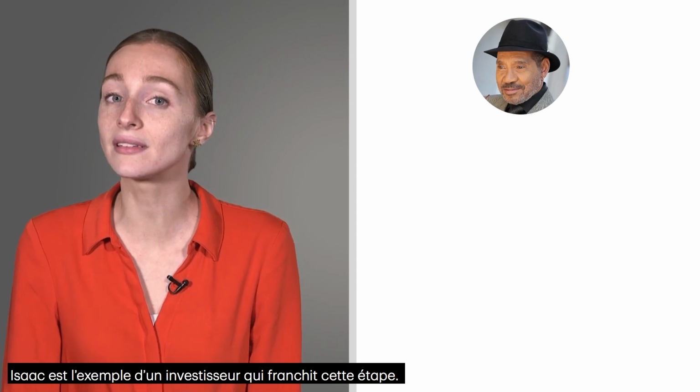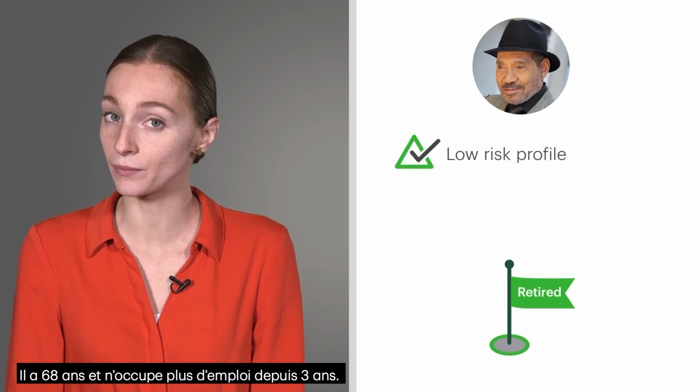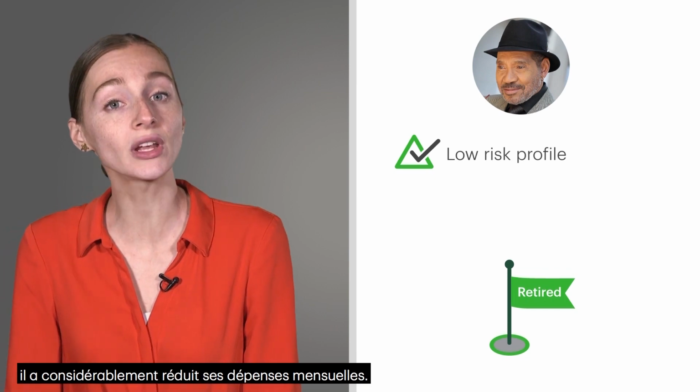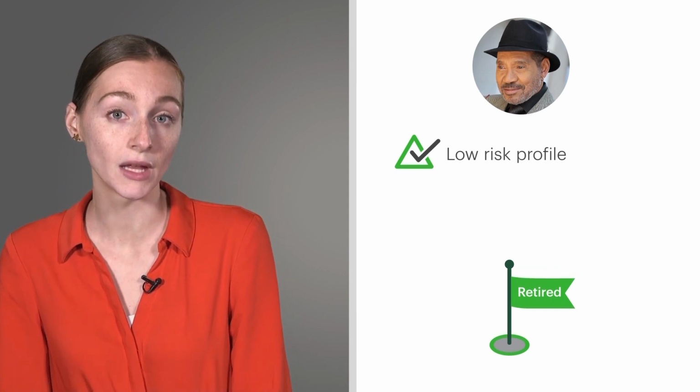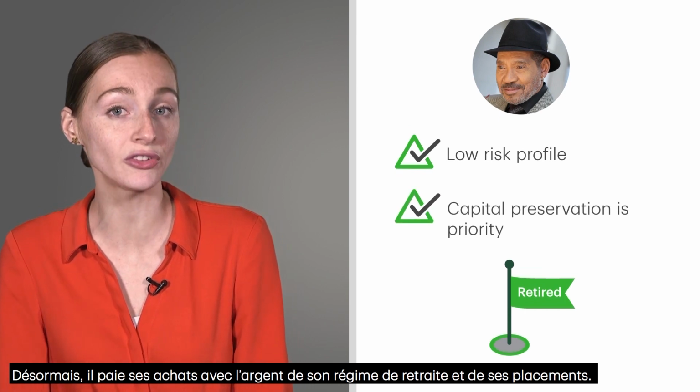Isaiah is an example of someone who is in this investor stage. At 68 years of age, he hasn't been employed for the past 3 years. His kids no longer rely on him for financial support, reducing his overall monthly expenses. The money he now uses for purchases comes from his pension and investments.